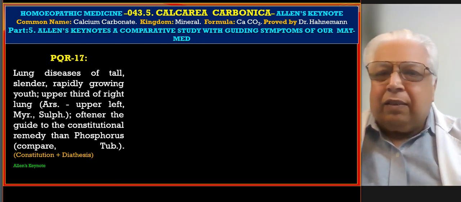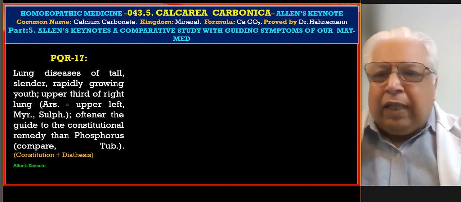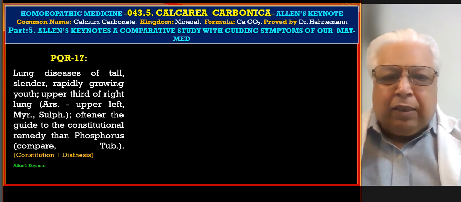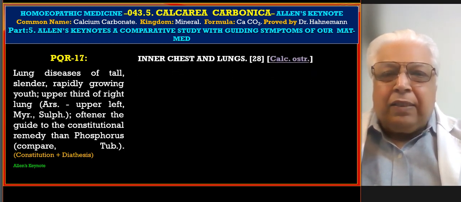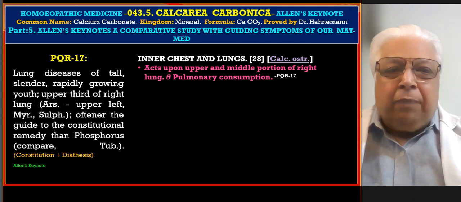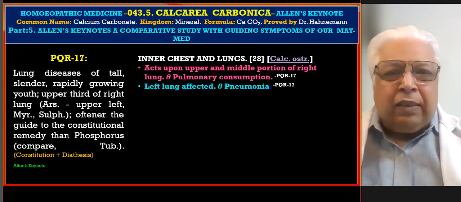We are taking up here the PQR 17, lung diseases of the tall, slender, rapidly growing youth, upper third of the right lung, oftener the guide to the constitutional remedy, then phosphorus. This is a constitution and diathesis we come across, and we find the reference in the inner chest and lungs, chapter number 28, acts upon the upper and middle portion of the right lung. That is the location of the involvement of the lung tissue, first grade representation.